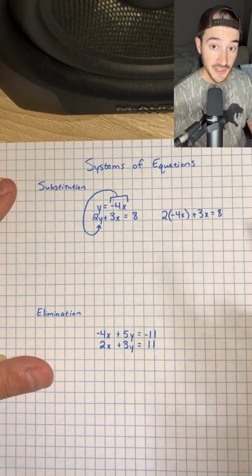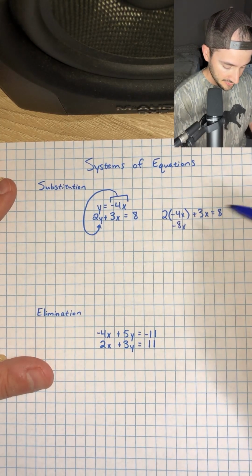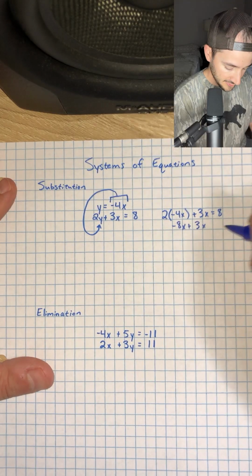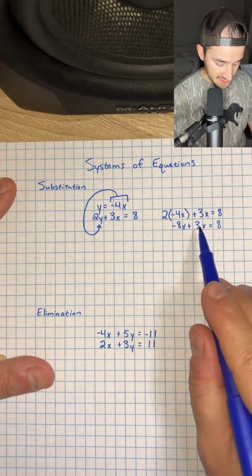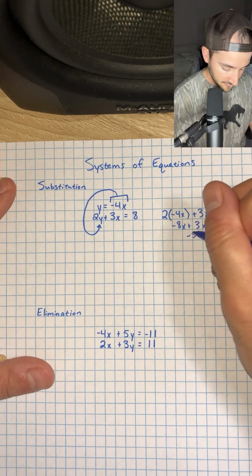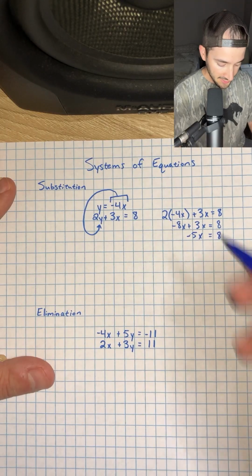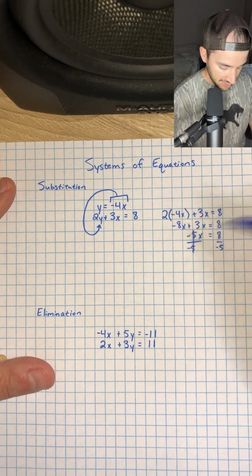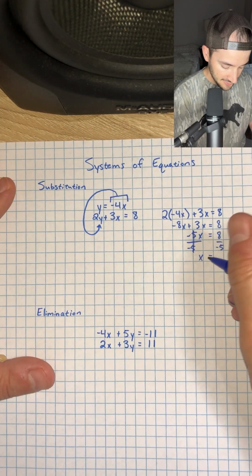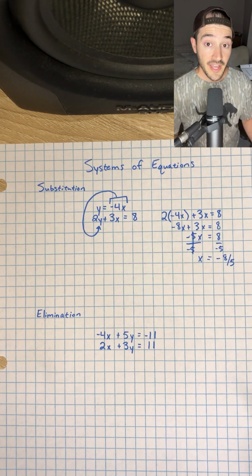And so now we can just do the math. So 2 times negative 4x is negative 8x, plus 3x is equal to 8. And then negative 8x plus 3x is negative 5x is equal to 8. And then to solve for x, we can divide by negative 5 so that cancels and leaves us with x is equal to negative 8 over 5. So we have our x value.